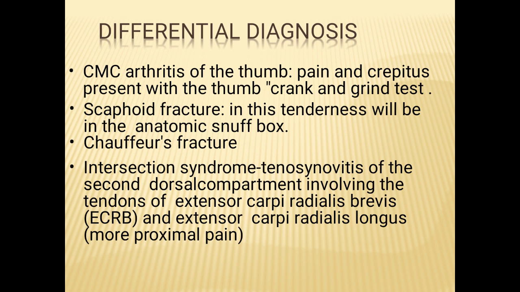So, for any clinical feature or any clinical scenario, we should have a differential diagnosis. So we will see the differential diagnosis here, and that's carpometacarpal arthritis of the thumb. There you can see pain and crepitus present in the thumb. Crank and grind test we can do to rule out the CMC arthritis of the thumb.